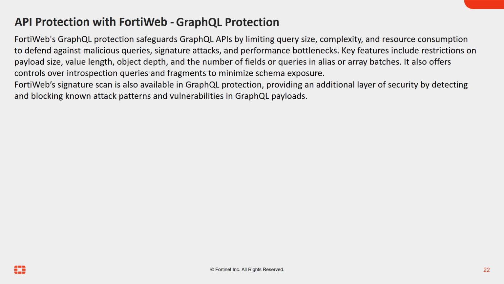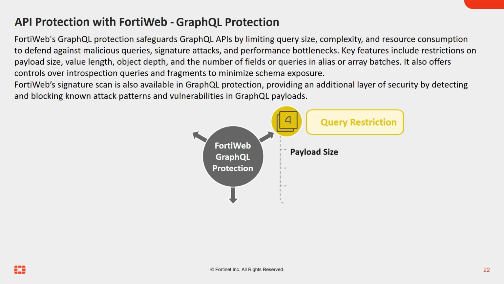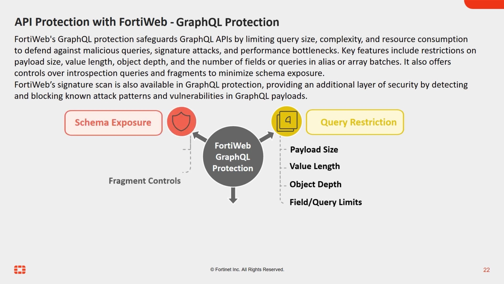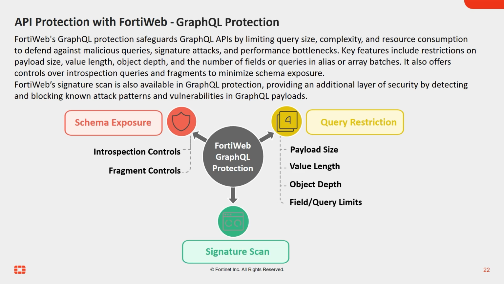FortiWeb's GraphQL Protection safeguards GraphQL APIs by limiting query size, complexity, and resource consumption to defend against malicious queries, signature attacks, and performance bottlenecks. Key features include restrictions on payload size, value length, object depth, and the number of fields or queries in alias or array batches. It also offers controls over introspection queries and fragments to minimize schema exposure. FortiWeb's signature scan is also available in GraphQL Protection, providing an additional layer of security by detecting and blocking known attack patterns and vulnerabilities in GraphQL payloads.